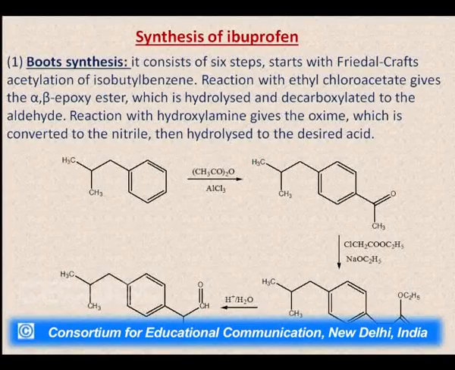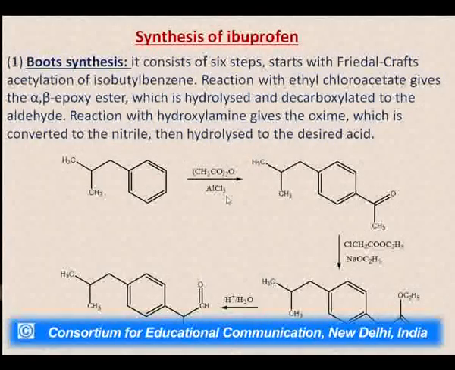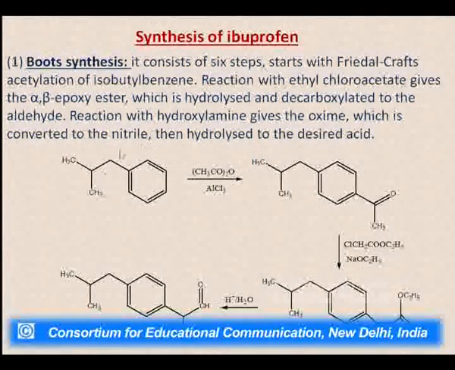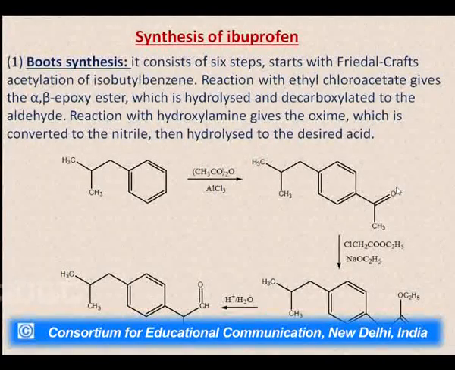Then comes the synthesis of Ibuprofen. It can be synthesized by the Boots synthesis. It consists of 6 steps, starting with the Friedel-Crafts acetylation of isobutyl benzene. Here we have taken isobutyl benzene. When it reacts with acetic anhydride in the presence of aluminum trichloride, Friedel-Crafts acetylation of the isobutyl benzene takes place.